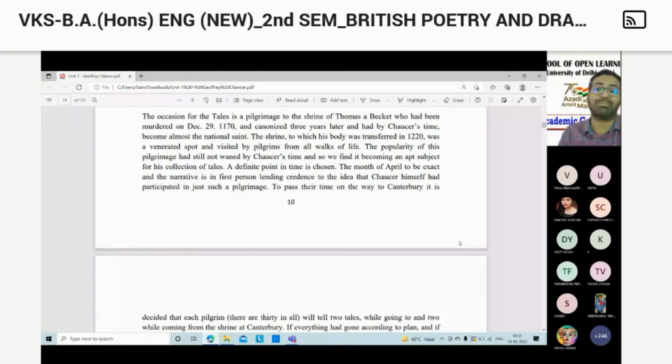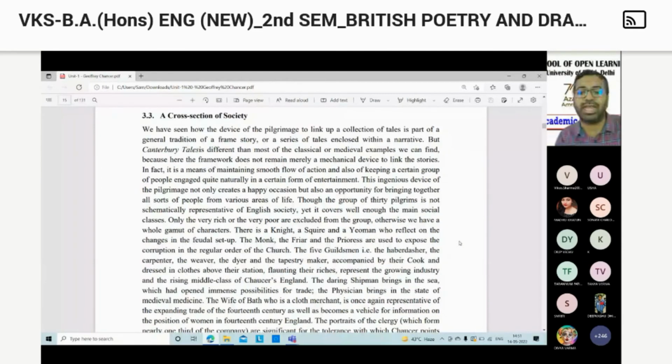He presents a very important cross section of society, which by now is very, very clear to you. So we have seen how the device of the pilgrimage to link up a collection of tales is part of a general tradition of a framed story or a series of tales enclosed within a narrative. But Canterbury Tales is different than most of the classical or medieval examples we can find, because here the framework does not remain merely a mechanical device to link the stories.